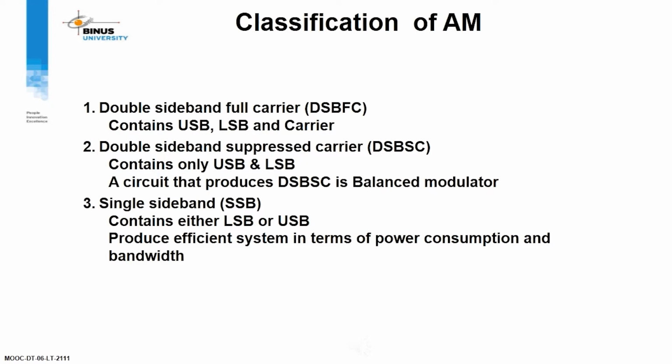Classifications of amplitude modulation. Double sideband full carrier, DSB-FC, contains upper sideband USB, lower sideband LSB, and carrier. Double sideband suppressed carrier, DSB-SC, contains only LSB and USB. A circuit that produces DSB-SC is a balanced modulator. Single sideband, SSB, contains either LSB or USB. It produces an efficient system in terms of power consumption and bandwidth.